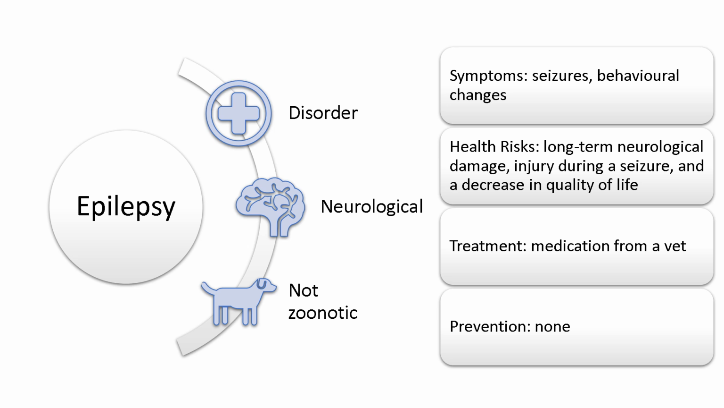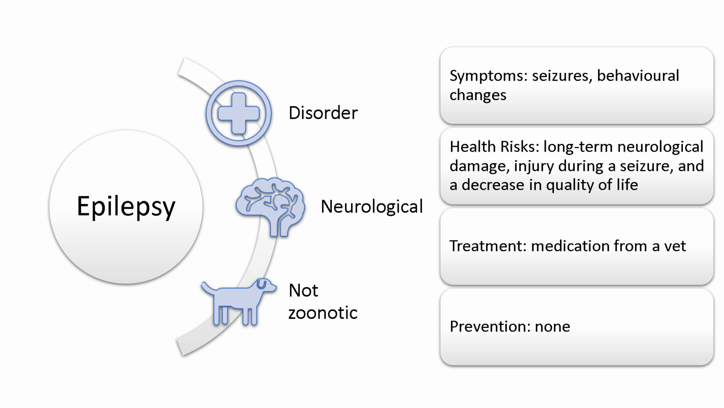Symptoms of epilepsy are seizures, which may range from mild, where you might see staring, drooling, or twitching, to severe, where you might see violent shaking, falling, or loss of consciousness. Seizures can last from a few seconds to several minutes and may occur in clusters. Between seizures, dogs may appear normal, but some may experience behavioural changes such as confusion or temporary disorientation.